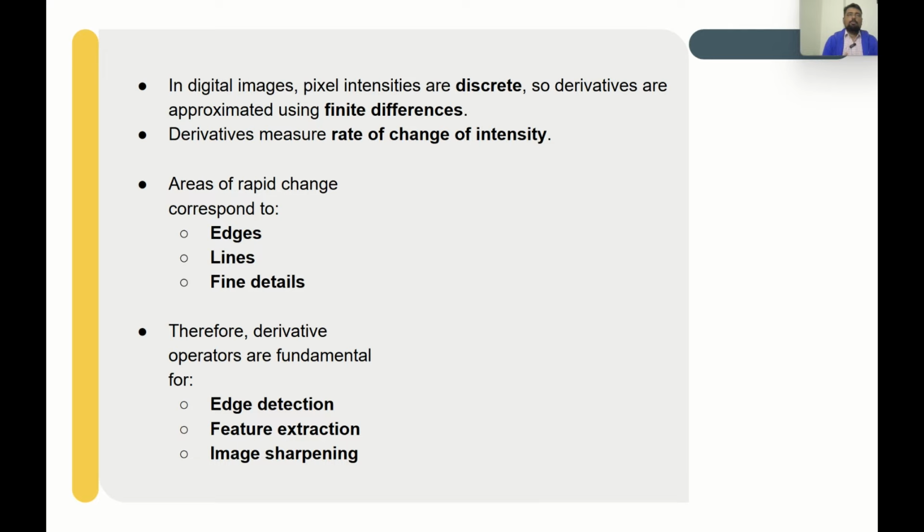It means that if in an image a sudden variation comes at a particular point, that point is either an edge, a line, or fine details. Those details need to be highlighted as per your requirement. Derivative operations are fundamental for edge detection, feature extraction, and image sharpening. Wherever the image quality, image content, or our region of interest needs to be highlighted, we go for derivatives.